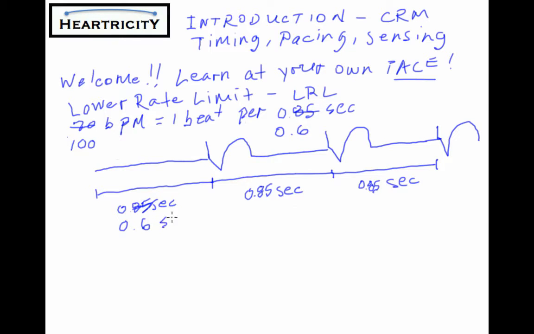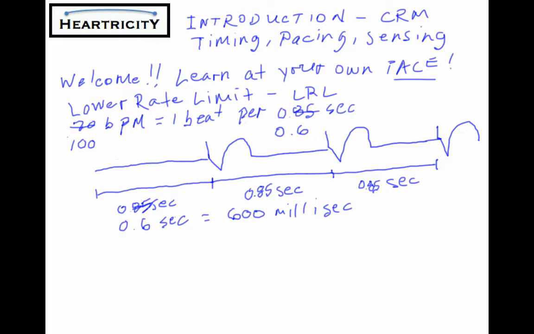The other thing you'll get used to seeing and hearing when it comes to checking devices is that the time intervals are expressed in milliseconds. Again, these devices are very precise, down to the millisecond, which is 1/1000th of a second. Another way to say that is 1,000 milliseconds equals 1 second. And so in this example, 0.6 seconds equals 600 milliseconds.